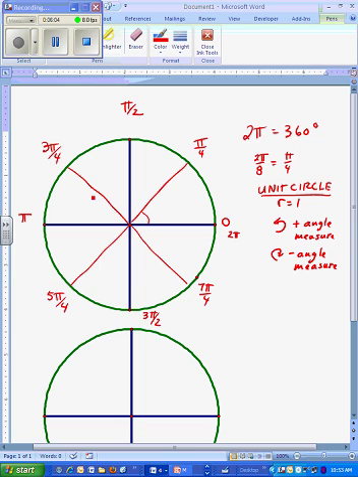The ending point is called the terminal side. The starting point is called the initial side. So 3 pi over 4 and 5 pi over 4 have the same terminal side.